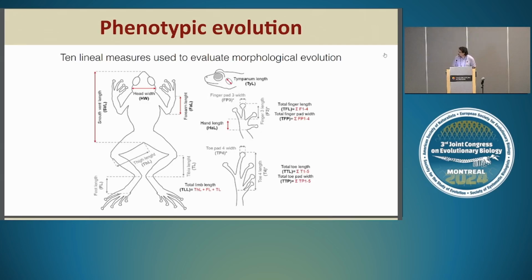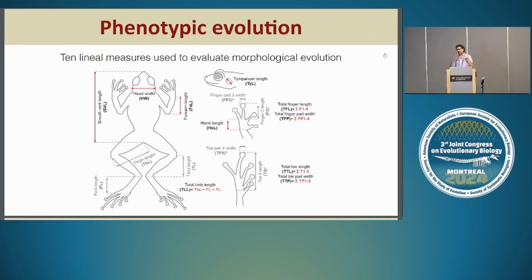So we've been looking now more recently at phenotypic evolution. I'm showing 10 different linear measurements. We had collected more, but these are the ones that stood out as being more consistently associated to the different microhabitats where the species are found. And we also included body size as a measure, SVL as a measure of body size.